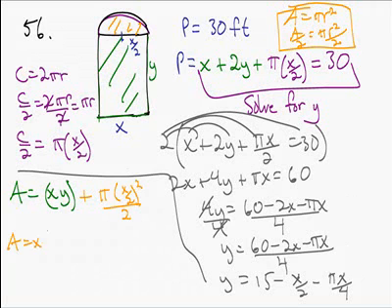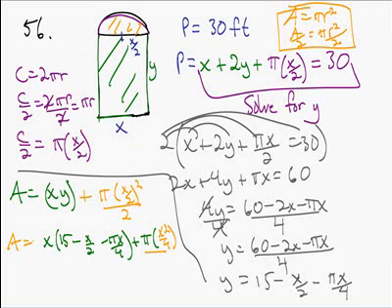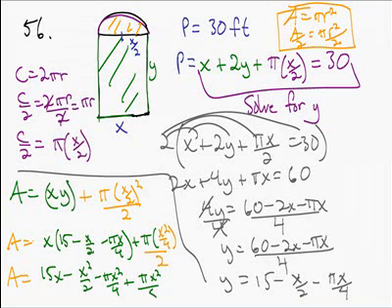So the area then is equal to x times y, but in place of y we can put 15 minus x over 2 minus pi x over 4, plus pi times, if we square this quantity here, x squared over 4, and then all that divided by 2. So our area then is equal to, if we distribute this x through here, 15x minus x squared over 2 minus pi x squared over 4 plus pi x squared over 8. When we take this pi over 2 times x squared over 4, we get pi x squared over 8.